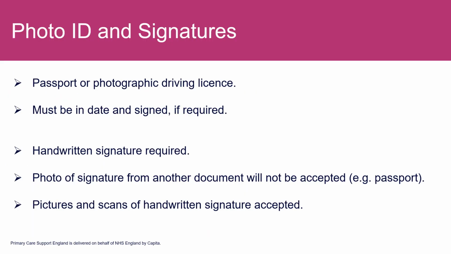You'll also need to provide photo ID within your application. This is usually a passport or driving licence. Simply scan or take a clear picture and upload this to your application. Please ensure that your photo ID is in date, and if required, your passport has been signed. You'll also be required to provide a copy of your signature within the application. Please do not take a picture of the signature from your ID. This must be a separate handwritten signature on a piece of paper, which you can then either scan or take a picture of to upload onto your application.